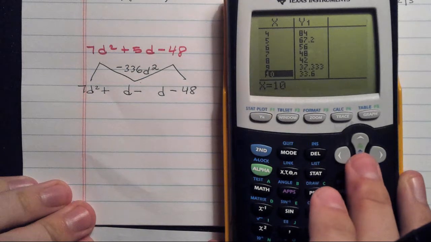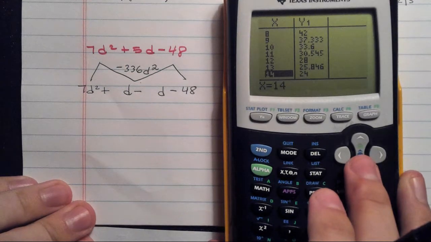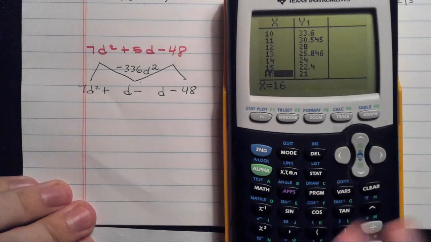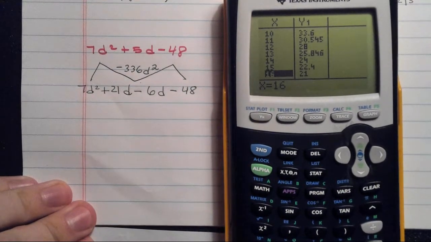That's not good. Can't use that. Can't use that. 12 and 28 would give me 16. I'm getting closer. 14 and 24 would give me 10. 16 and 21. Well, 16 and 21 would clearly give me a positive 5. I will need a plus 21 and a minus 16.